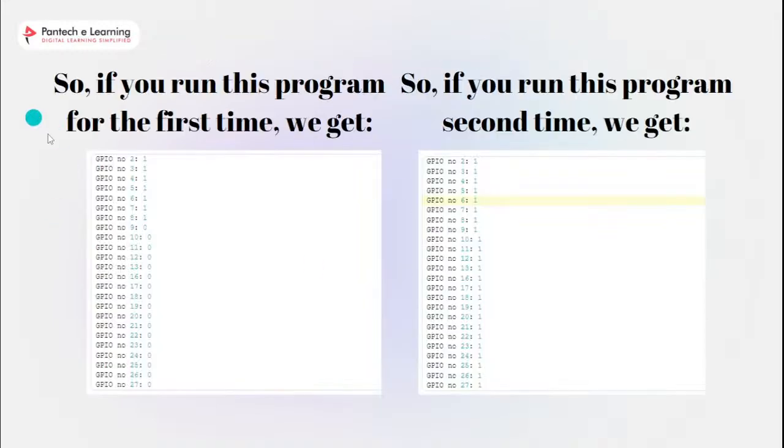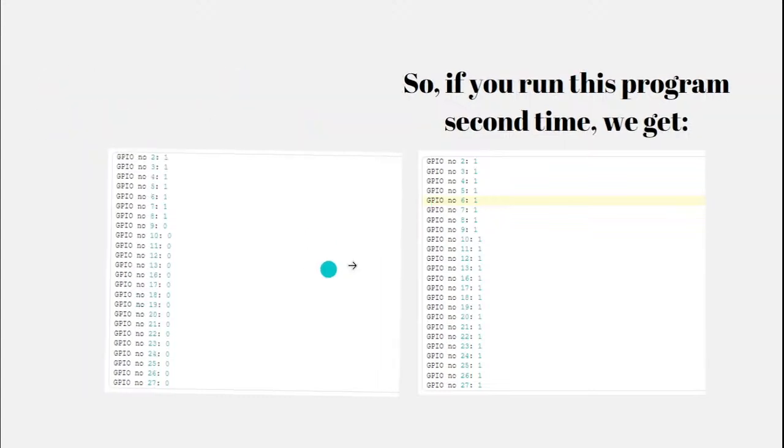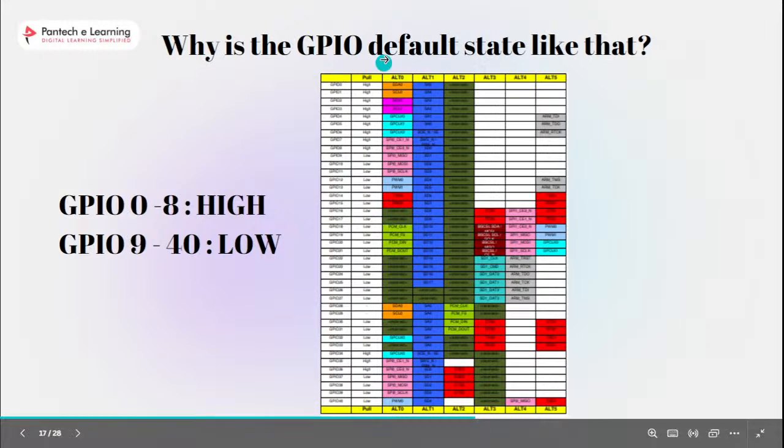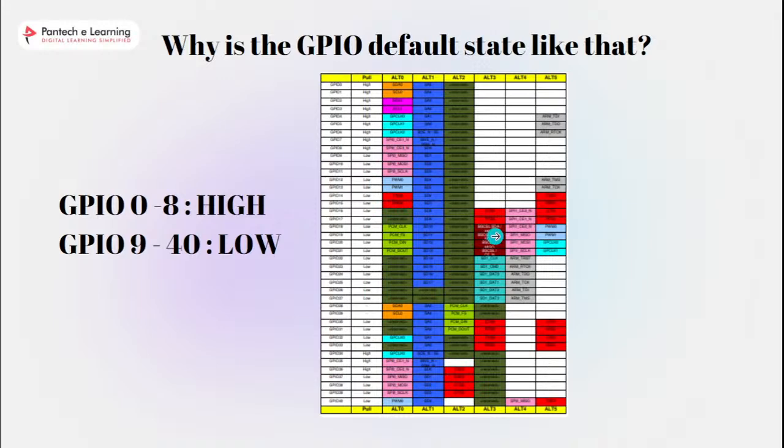I have already shown you this in previous slides, that's why I mention it again here. You can see this is what they have mentioned in this column. I think it is not properly shown here because the picture is blurred. So from GPIO 0 to 8 it will be high, and GPIO 9 onward it will be low. This value is also the same as what you found when running the code: high for GPIOs up to 8 and low for GPIOs starting from 9.